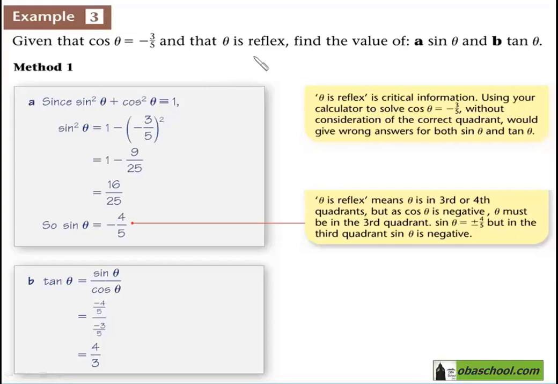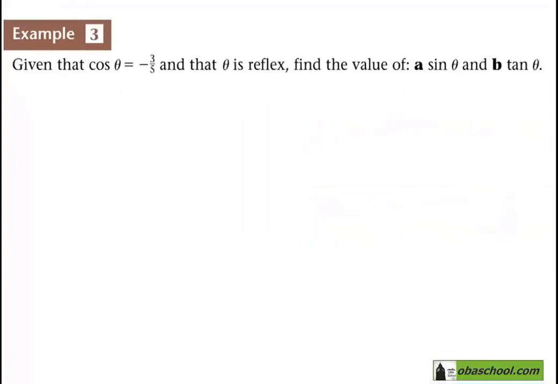Also here it says that theta is reflex and it was in the third quadrant. Thus we obtained the exact value and sign of the sine. Also tan is sine over cosine and we substituted the values in order to get the tan. Now let's apply the second method.